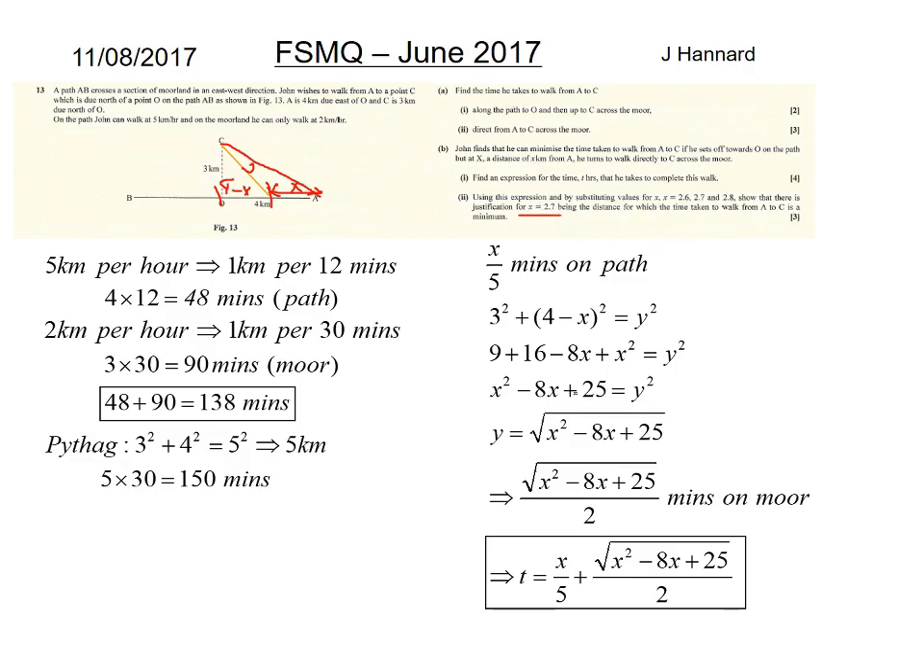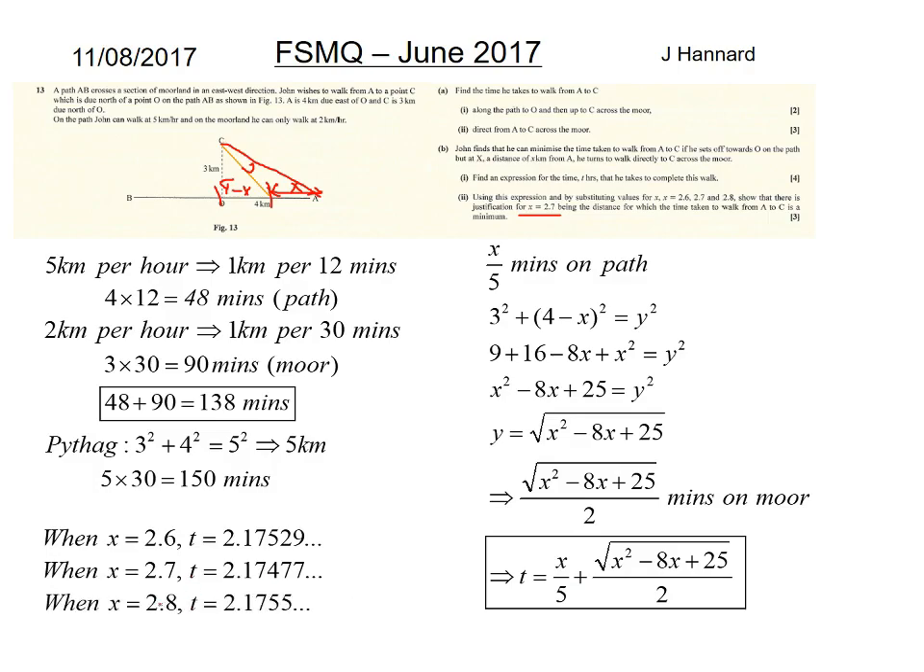So basically what you do is just a test in calculator skills really. You put a 2.6 through and you get a t to be that. You put a 2.7 through and get a t to be that. You get a 2.8 through and you get a t to be that.